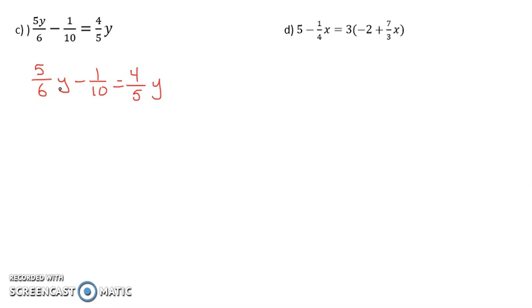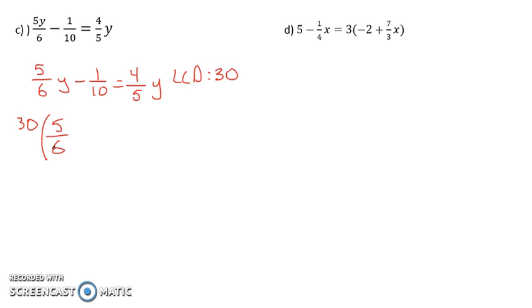And what I really need to do here to kill the fraction is I need the lowest common denominator of 6, 10, and 5. Well, the lowest common denominator here is 30. So what I can do is multiply every term by 30.